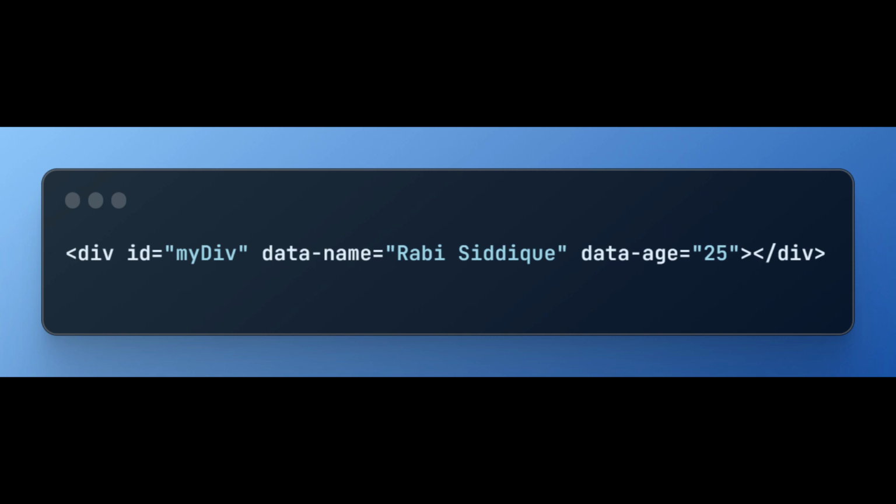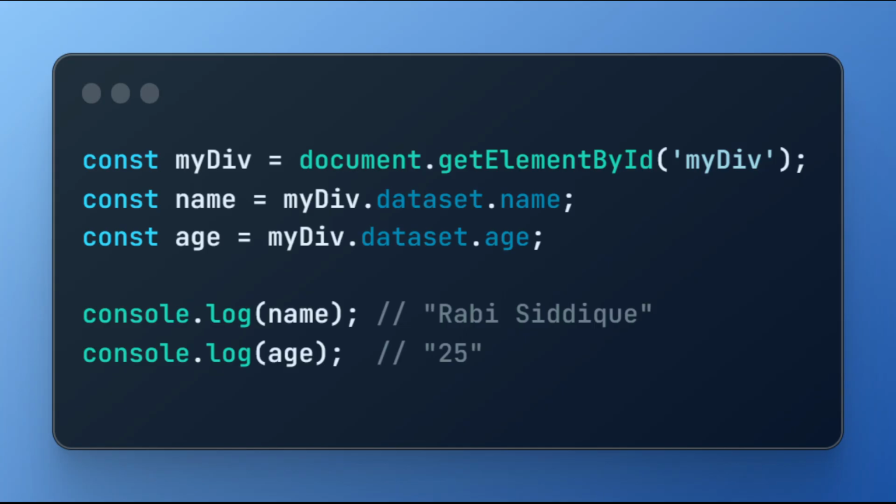In HTML, data attributes provide a way to store additional data in an element. To access these data attributes in JavaScript, you can use the dataset property of the element. For example, consider the following HTML element. To access the data-name and data-age attributes of the div element using the dataset property, you can use the following JavaScript code. In this code, myDiv.dataset returns an object that contains the value of all the custom data attributes on the div element. We can access a specific data attribute by using its name as a property of the dataset object.